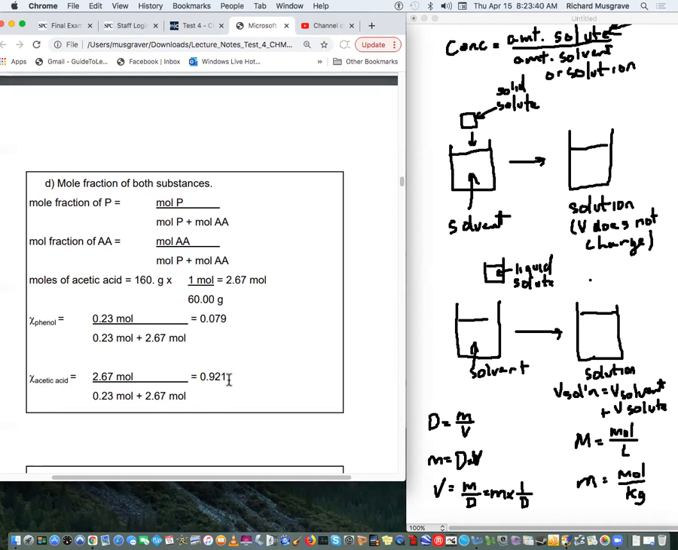If we've got two fractions of something, then adding those fractions together should give the whole, and the whole would be 1. So another way that we can get the mole fraction of acetic acid, if we know the mole fraction of phenol, would be to take 1 and subtract 0.079, which would also come up with the exact same result, even with significant figures. Does anybody have any questions about getting the mole fraction of acetic acid?